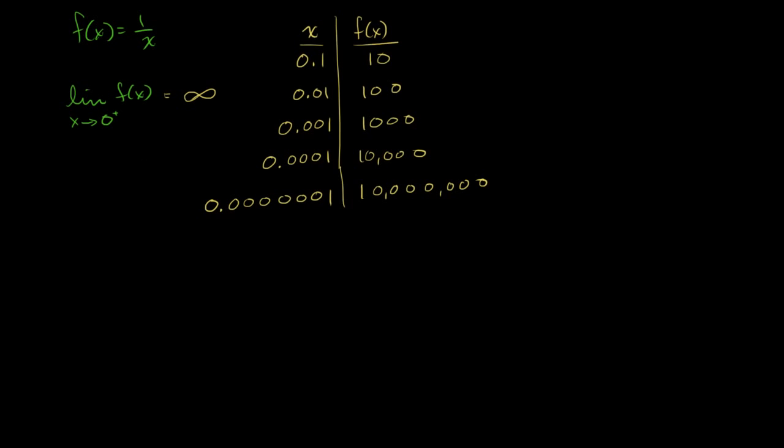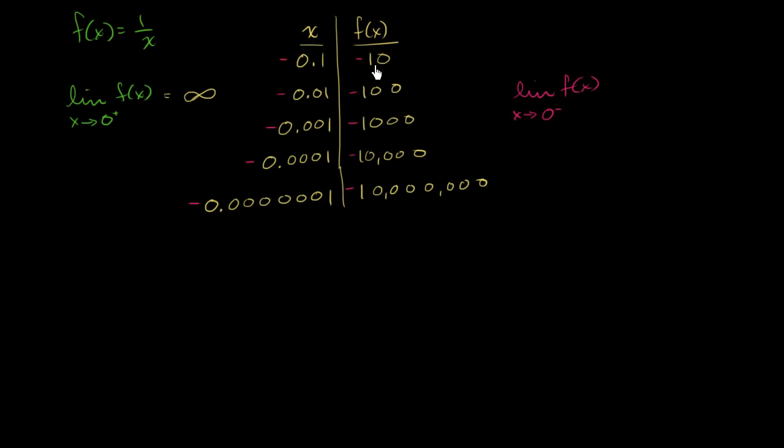Well, let's think about another limit. Let's think about the limit of f of x as x approaches 0 from the negative direction. Well, in that case, we can just make each of these values negative. So if x is negative 0.1, then this is going to be negative 10. If this is negative, then this is negative, and so on for each of the values.